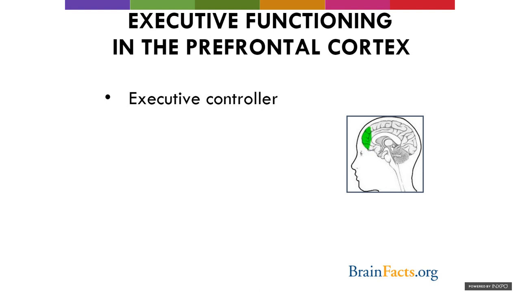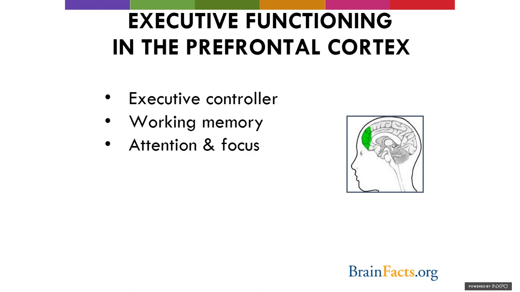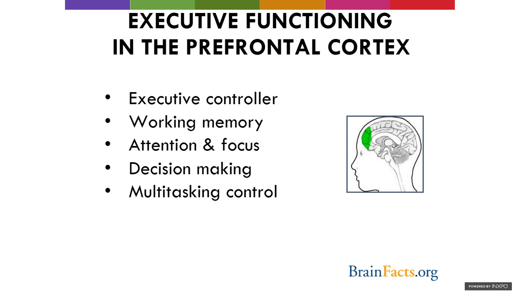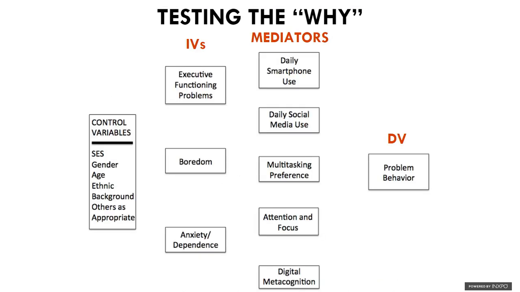So I mentioned earlier the prefrontal cortex, and I want to let you know a little bit about what it does. It is your executive controller. It controls working memory, which is how you work on a problem that you're trying to solve. It controls your attention and your focus. It controls how you make decisions in your decision-making process. It controls multitasking and whether you switch that focus to something else. And then really problematically for young kids, it controls your impulses and making impulsive responses.